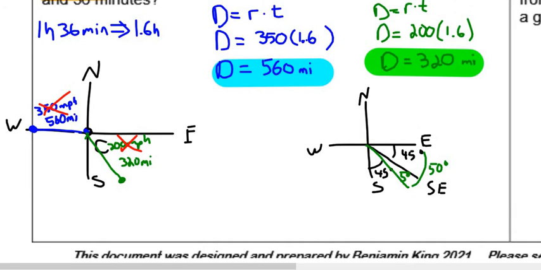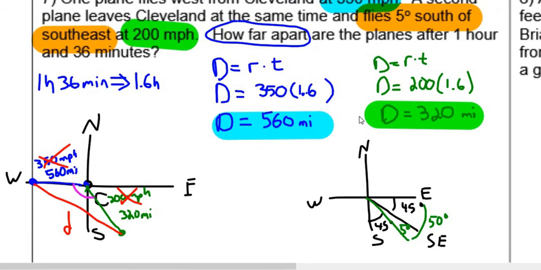So the question is, how do I figure out this angle right here? I need to figure out this angle because you can see what they're actually wanting me to do is find the distance between these two planes here. And so the way that I do that is I come up to this problem and I take a minute and I draw this out.